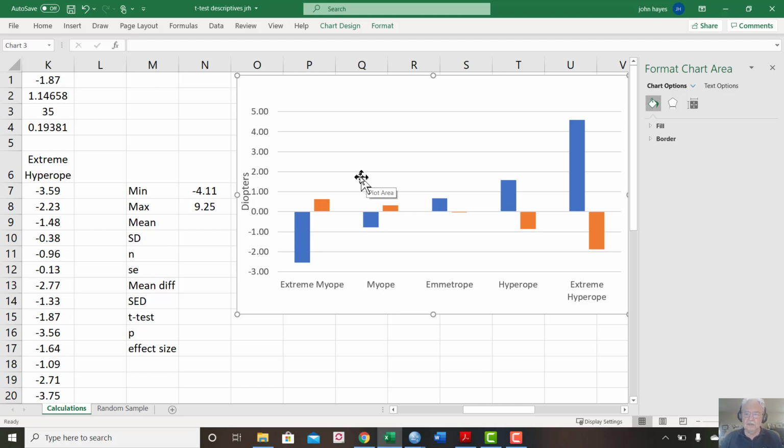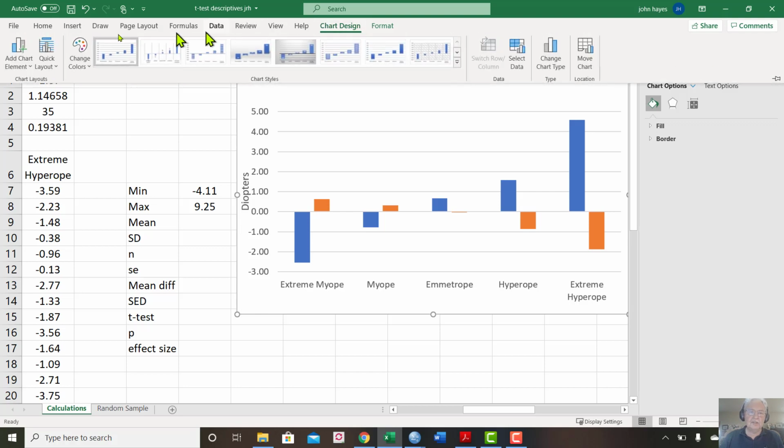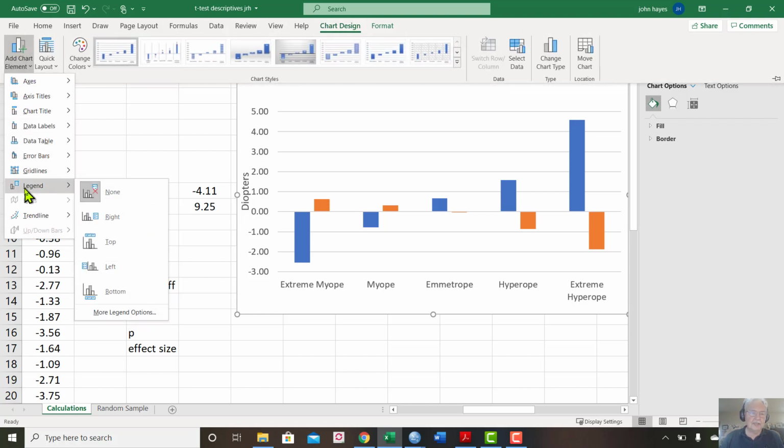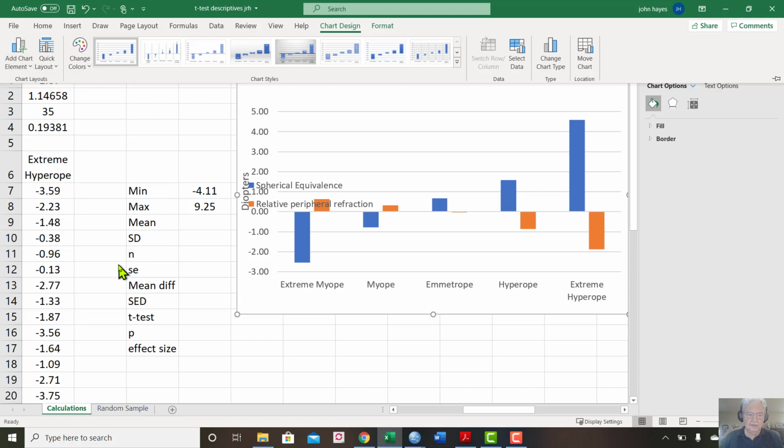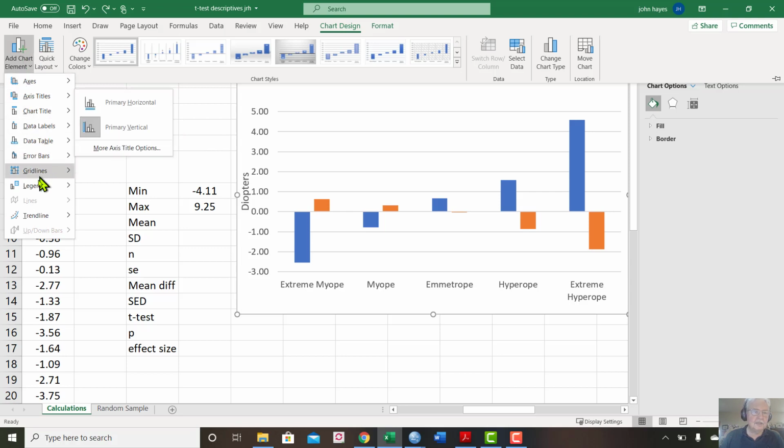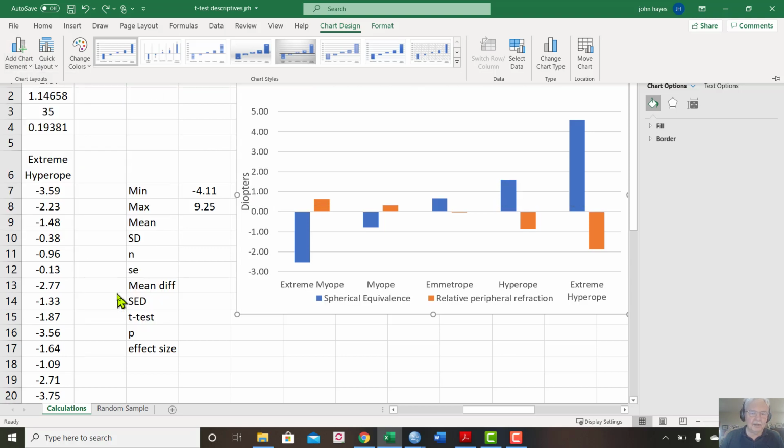Okay. Now, let's add a legend. Chart design, add chart element, legend. Do we want to put it at the right side, the top side, the left side? I didn't want to put it on the left side. Undo that. Finger twitch. Legend. Bottom. Spherical equivalence, relative peripheral refraction.